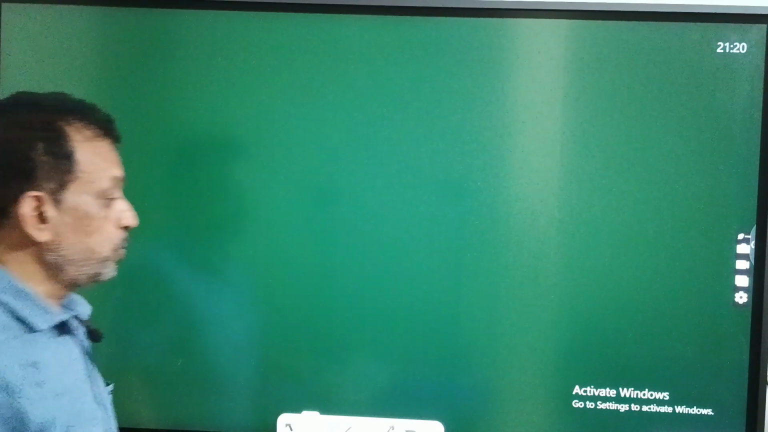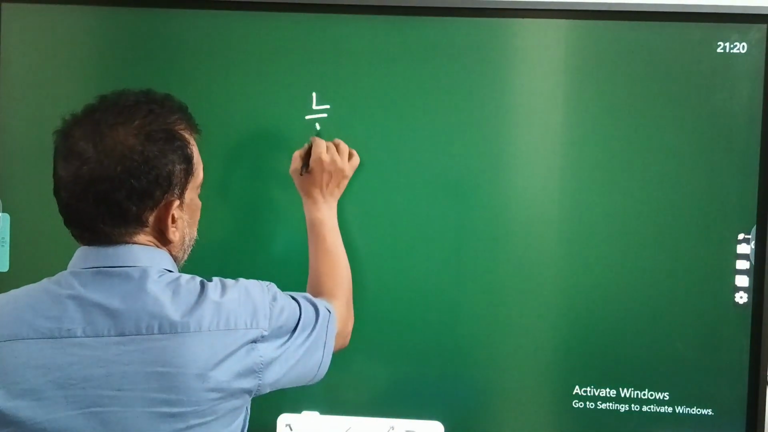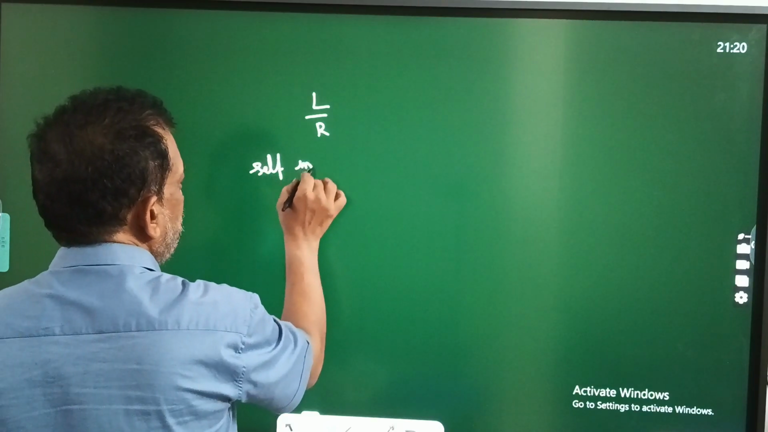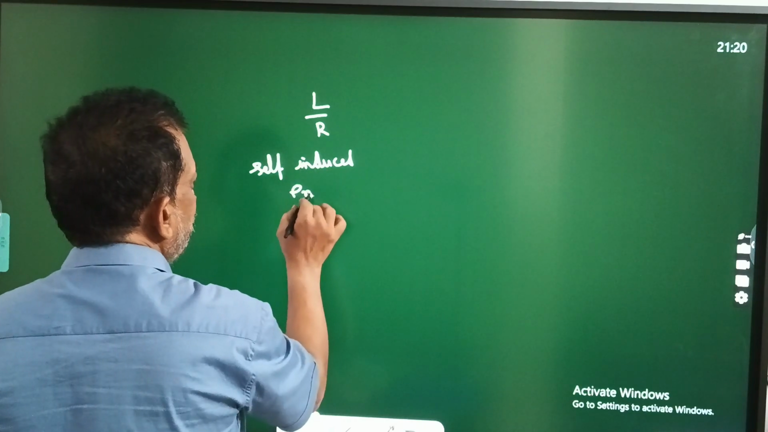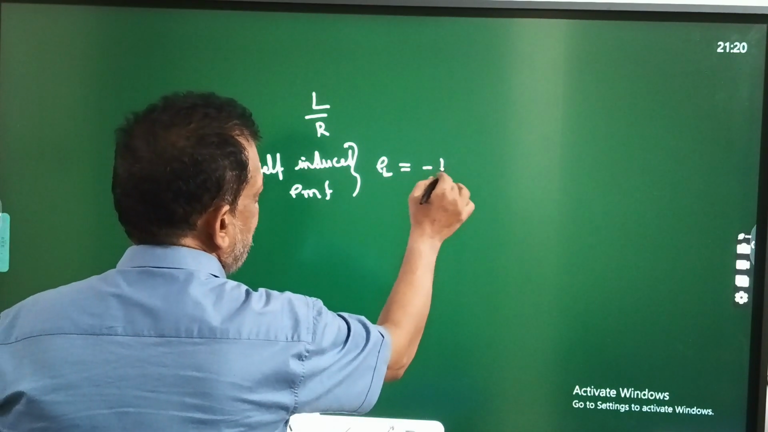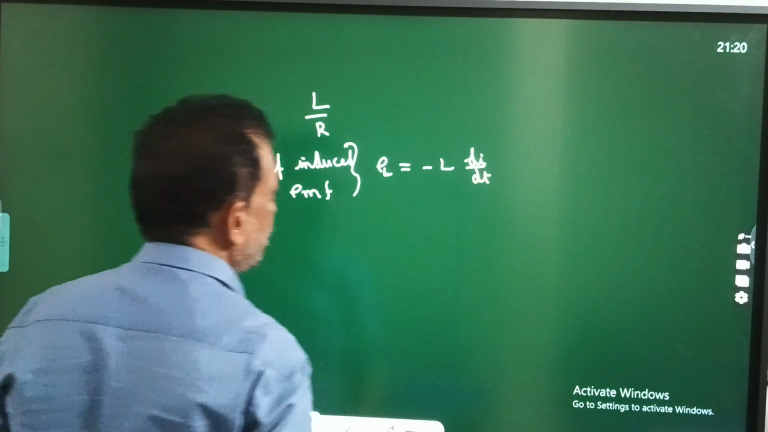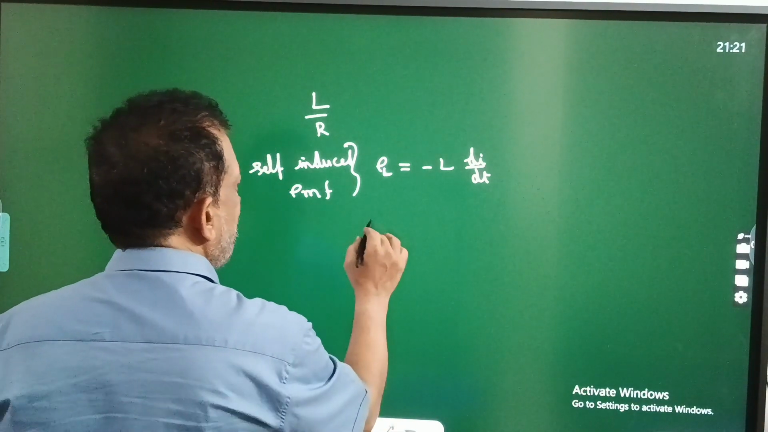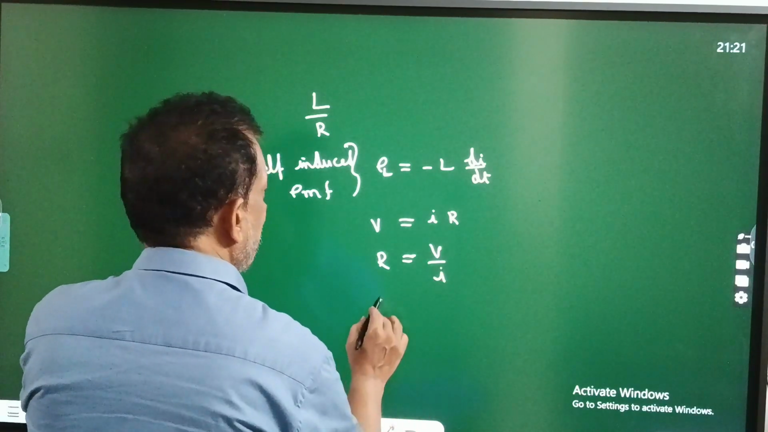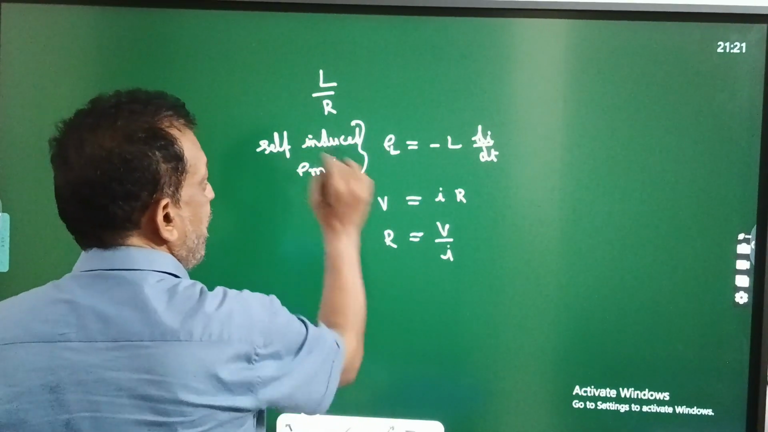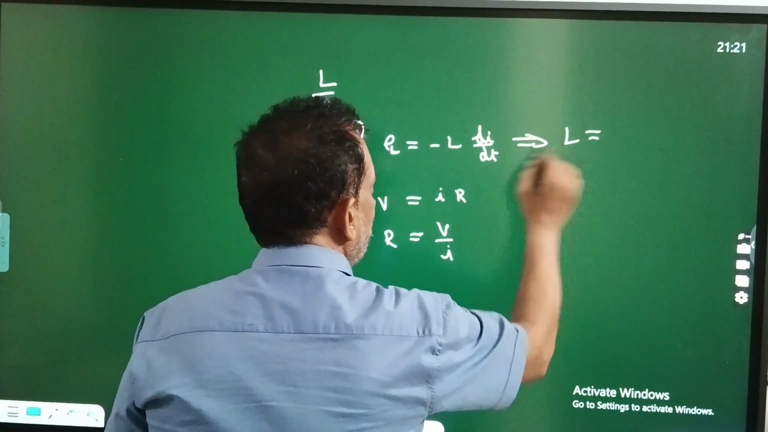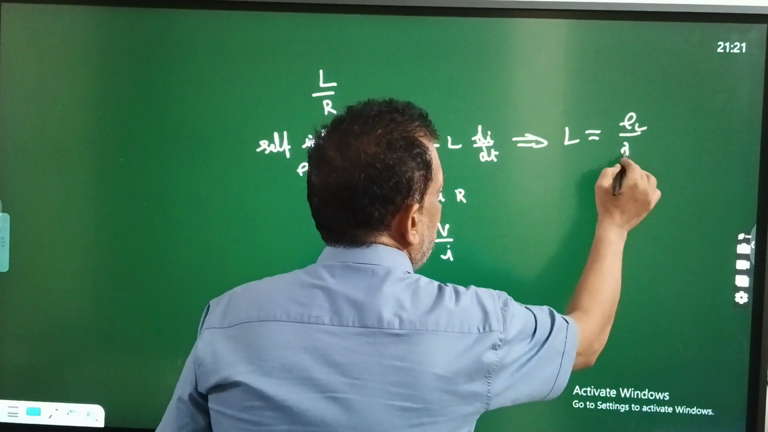Okay, but how you got the problem, now see here, L by R. Here, self-induced EMF in electromagnetic induction, E_L is equal to minus L di by dt. Unit is volt only. V is equal to IR, so R is equal to V by I. Now I can write both. L is equal to, leaving off the negative sign, you can take the modulus, E_L divided by di by dt.